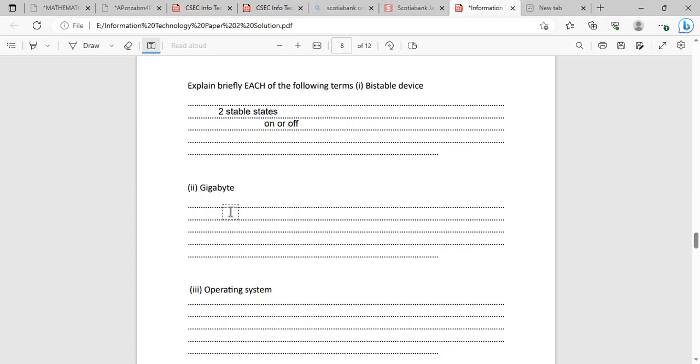All right, let's look at gigabyte now. Gigabyte is basically 10 to the 9 bytes, or we can type it out. A whole heap of something, guys.